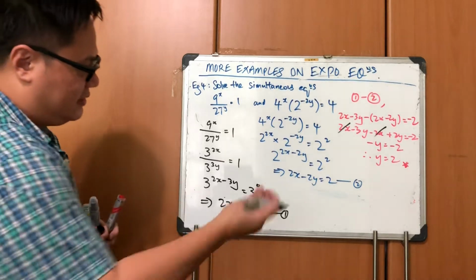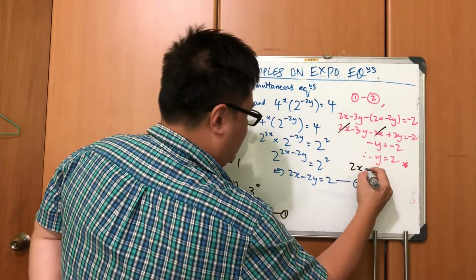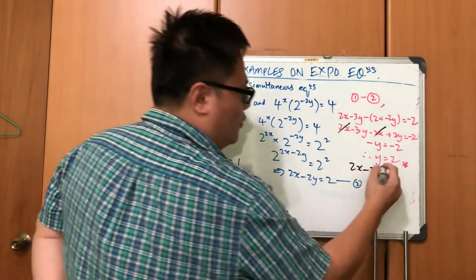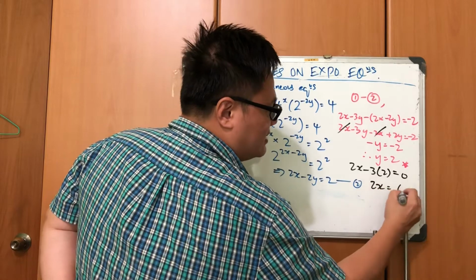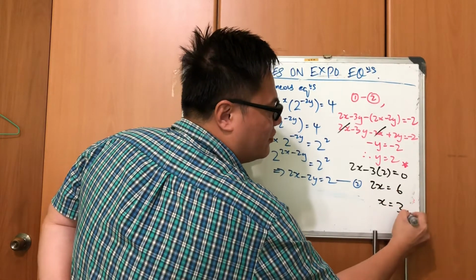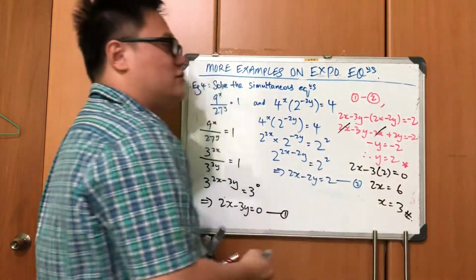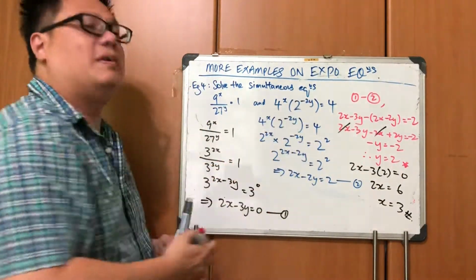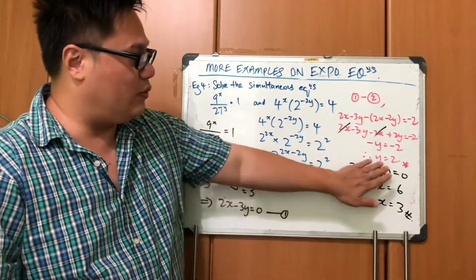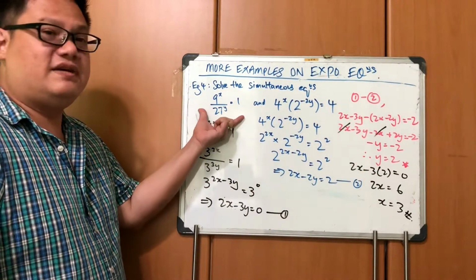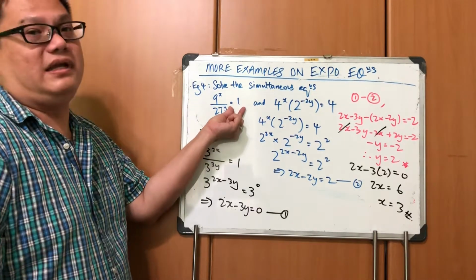So over here I can use equation 1. So 2x minus 3 times y, which is 2, is equals to 0. So 2x is equals to 6, x is equals to 3. So I solve for x equals to 3, y equals to 2 is a solution to this pair of simultaneous equations. In exam again, how do you double check? Substitute x equals to 3, y equals to 2 into the left hand side of the equation. Okay, you will definitely get 1. Definitely will get 1 if you're correct.